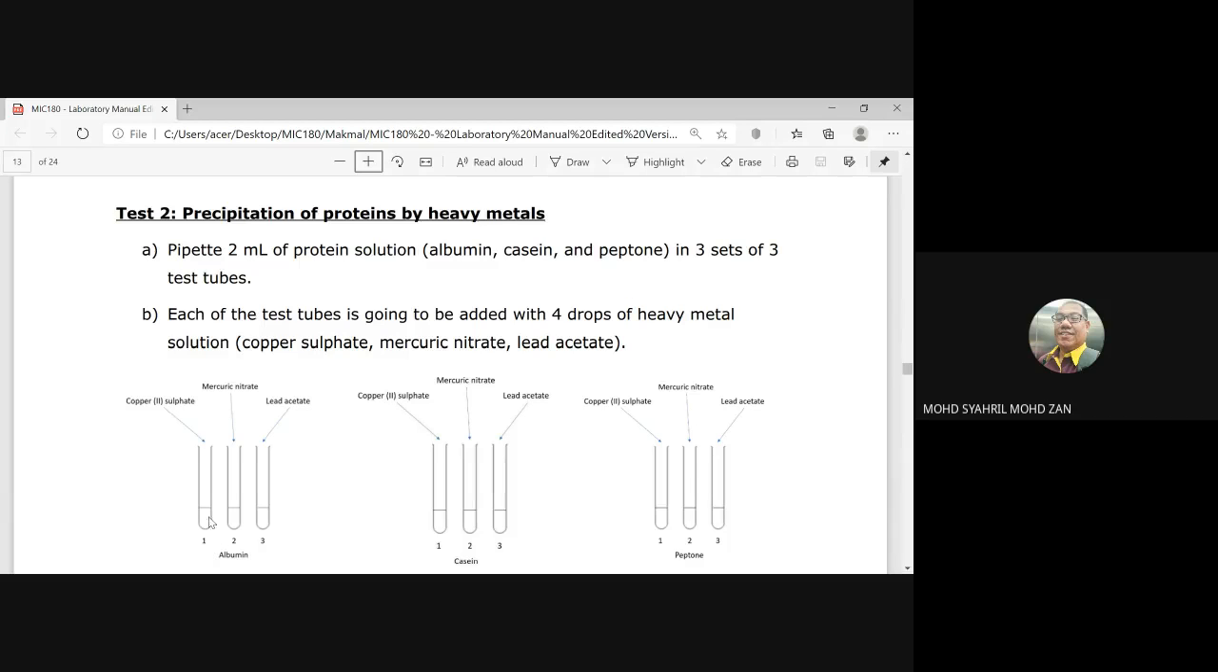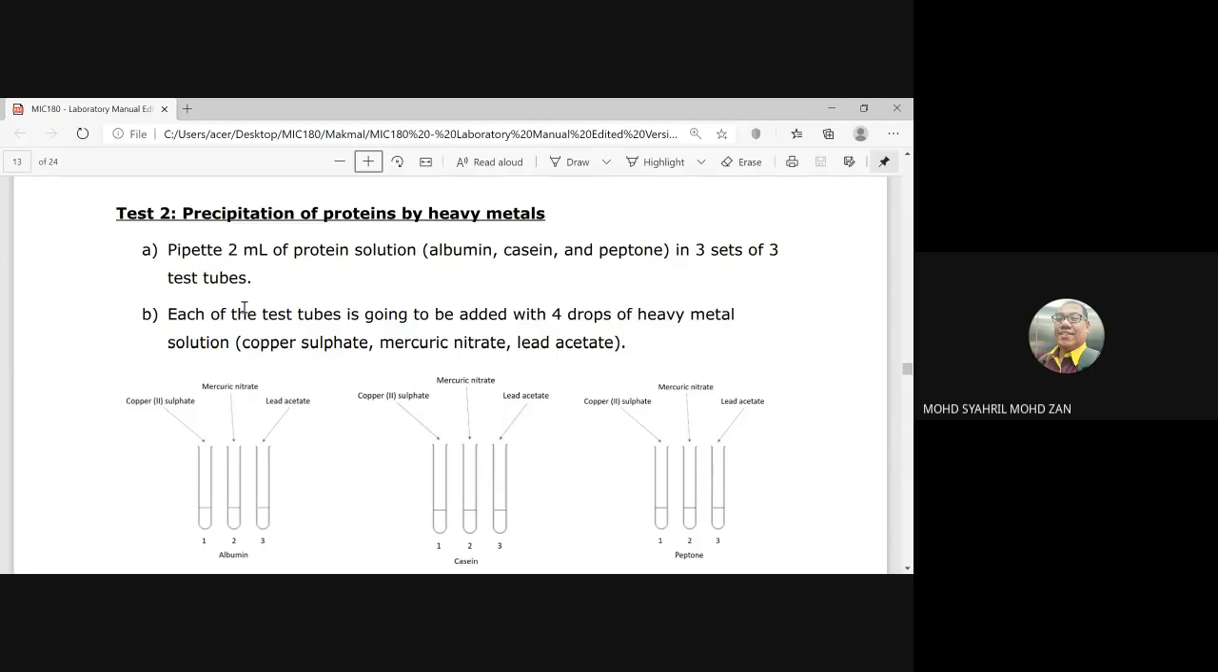Because for each one you put a different solution. Number 1, you only put copper 2 sulfate. The same goes for the casein, and the same goes for the peptone. So 3 sets means albumin, casein, and peptone.